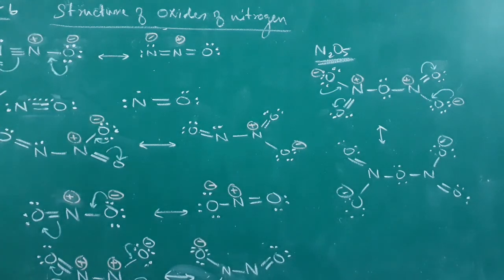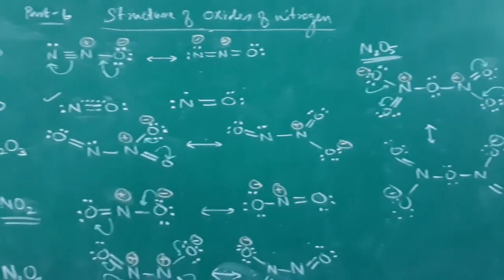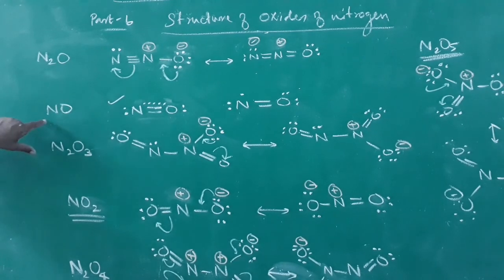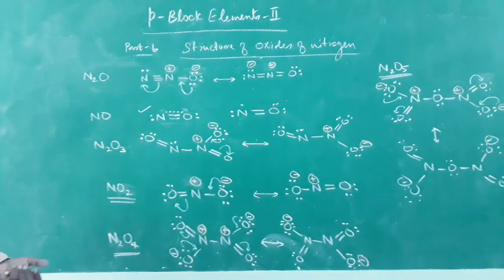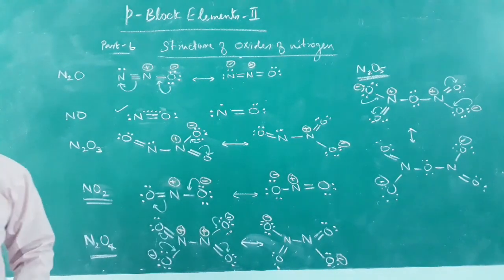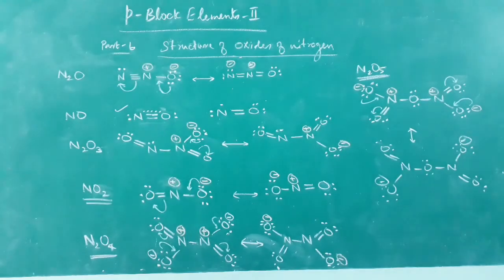That is about various structures of oxides of nitrogen: N2O, NO, N2O3, NO2, N2O4, N2O5. In the next session, let us go into oxyacids of nitrogen. Thank you.